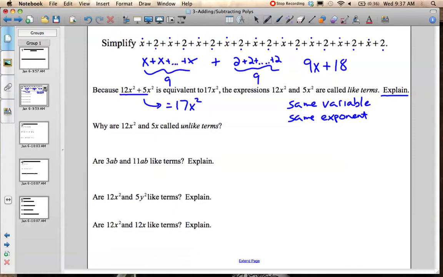Because 17x squared, I mean, if you want to even backtrack a bit, can we say that we have x squared being added to 12 and 5? So that's where we get our 17x squared. That allows you to combine the like terms. Our next question, why are 12x squared and 5x unlike terms? I think you can tell that the exponent is missing. So they have different exponents.